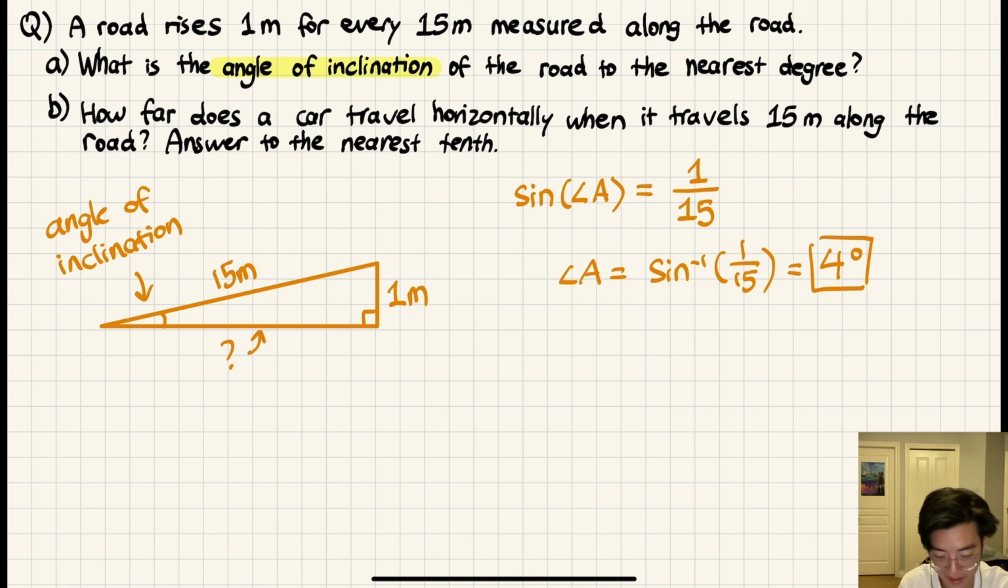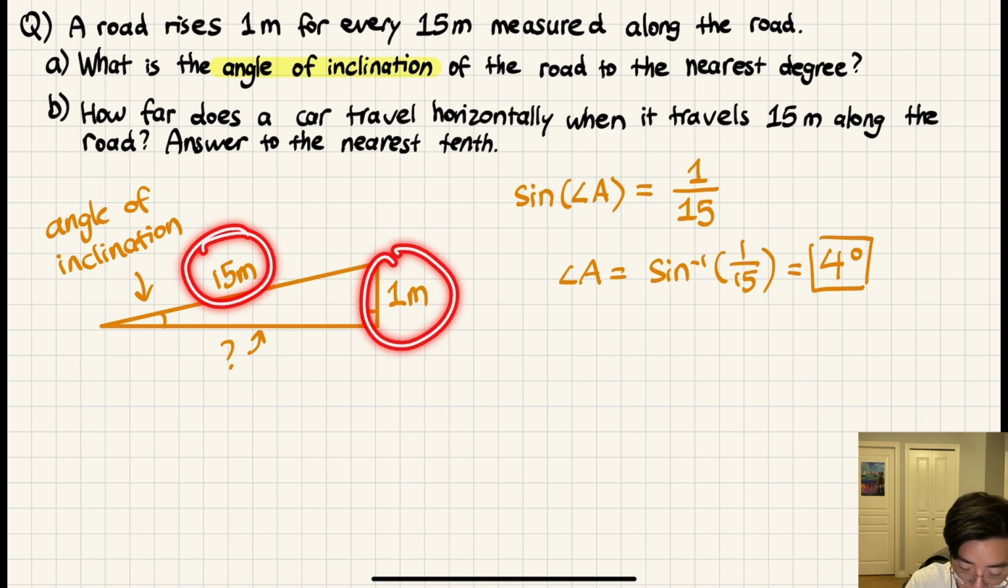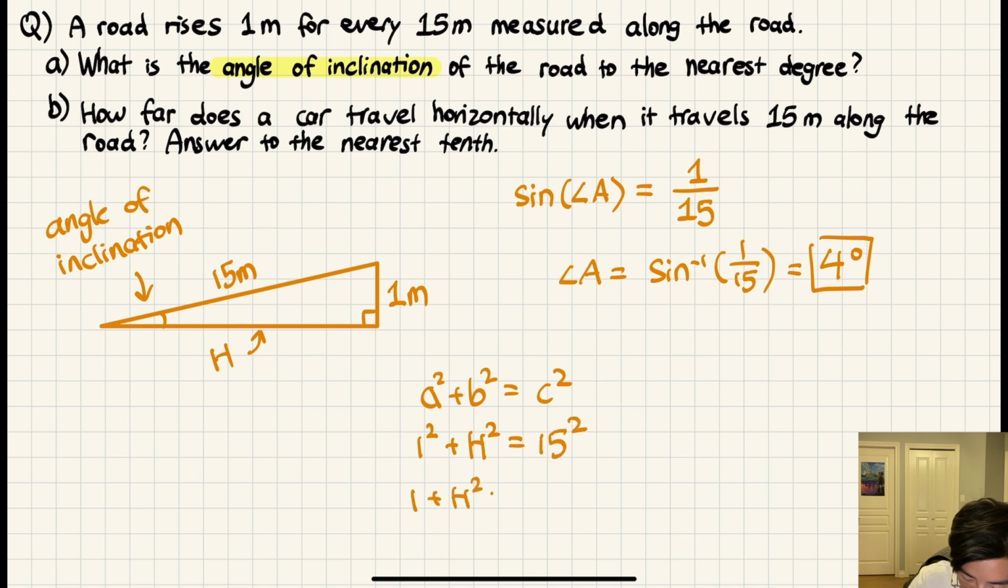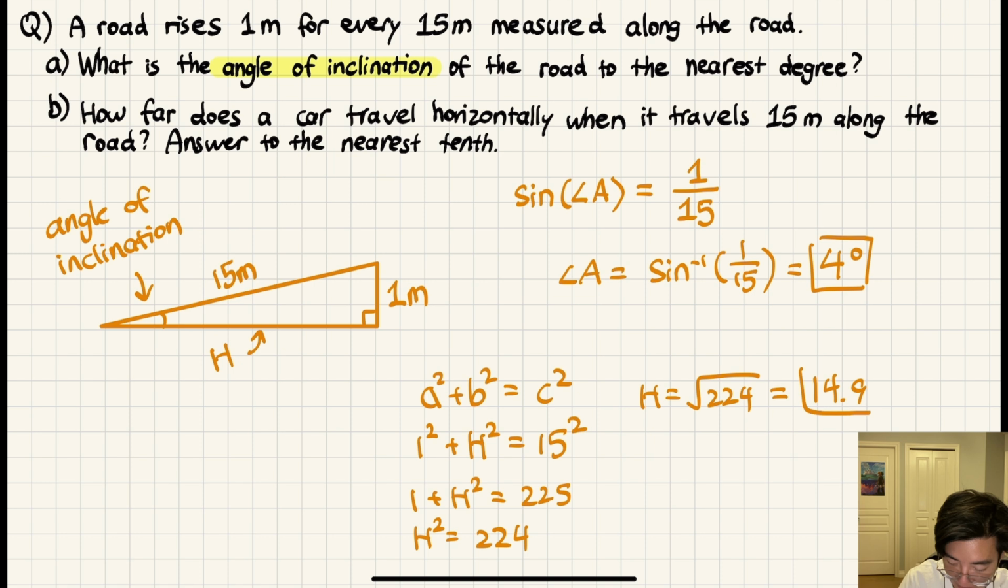Once again, we can use the Pythagorean theorem, because we know the hypotenuse length, we know one of the side lengths, we just need the other side length. Let's just say this line here is h, h for horizontal. Pythagoras is a squared plus b squared equals c squared. So we have 1 squared plus h squared equals 15 squared, which gets us 1 plus h squared equals 225. h squared equals 224. Then we square root both sides, 14.9.